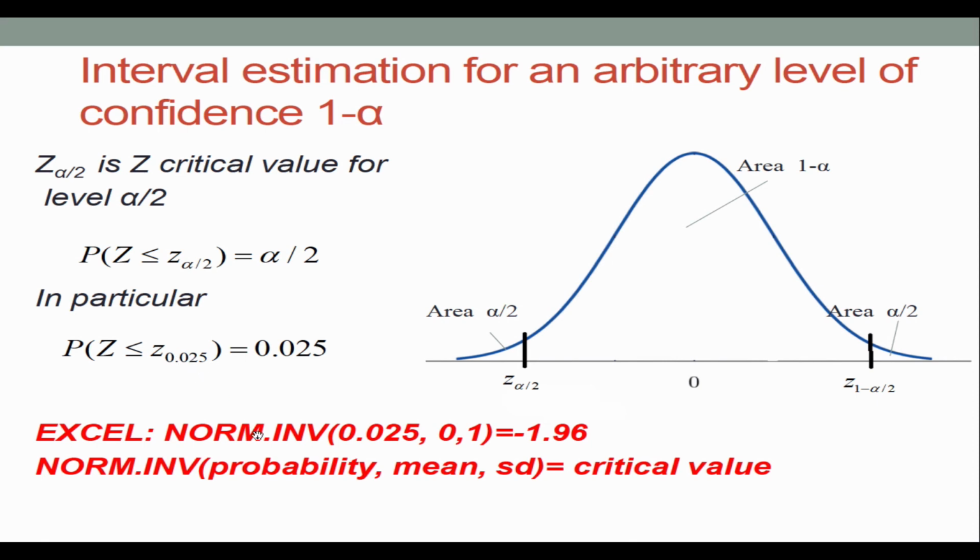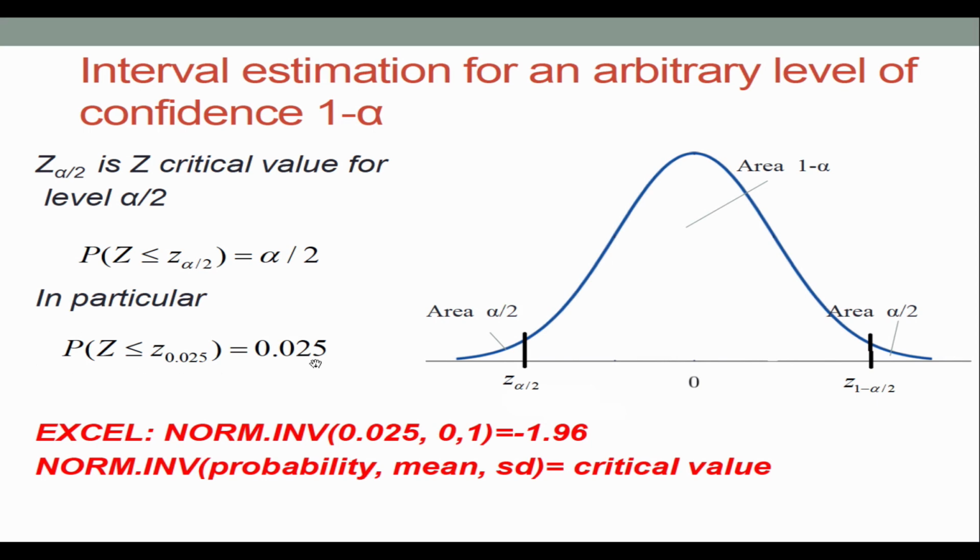In Excel, you can use this function, NORM.INV. For this function, there are 3 parameters. The first parameter is just a probability. The probability is the left probability. For the probability of a standard normal being less than or equal to this value, the probability should be 0.025 in this particular calculation.